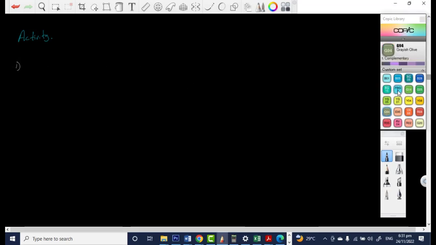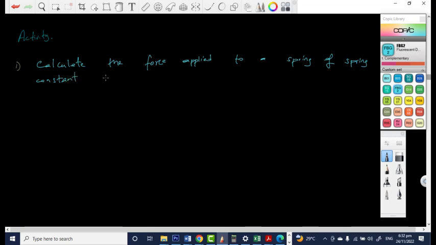Let's say, calculate the force applied to a spring of spring constant 2640 newtons per meter if it extends by, say, 0.08 meters. All right, so that's question 1. Question 2 now.